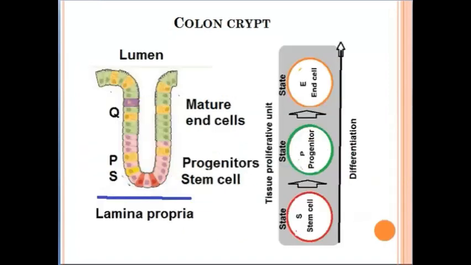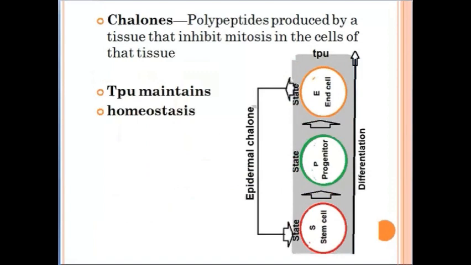So today I start with the colon crypt, and here you have the histopathological representation. You have stem cell, progenitor, and Q cells. And I prefer to represent it in this way because this is a representation of TPUs in all tissues of the body, and then you can compare, and it is more clear what's happening in our complex organism.